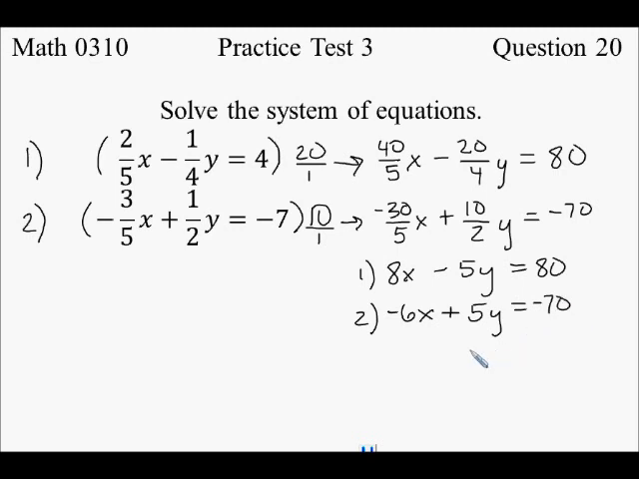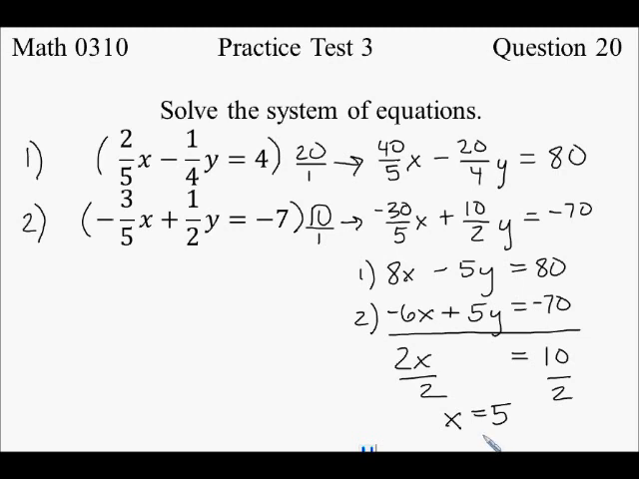Alright, so now this is set up for just regular elimination or addition method. We can look here, we already have it set up. We have a negative 5y and a positive 5y, so if we just add these together in their current form, we're going to eliminate the y's. 8x minus 6x gives us 2x. Minus 5y plus 5y cancels, and 80 plus a negative 70 is going to give us 10. And now we have 2x equals 10. We just divide both sides by 2, and that gives us our answer for x. X equals 5. And now we can go back and plug into an equation where we can solve for y.